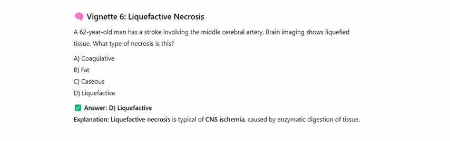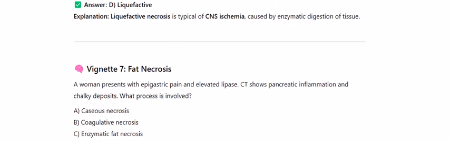Vignette 6, Liquefactive necrosis. A 62-year-old man has a stroke involving the middle cerebral artery. Brain imaging shows liquefied tissue. What type of necrosis is this? A. Coagulative. B. Fat. C. Caseous. D. Liquefactive. Answer: D. Liquefactive. Explanation: liquefactive necrosis is typical of CNS ischemia caused by enzymatic digestion of tissue.